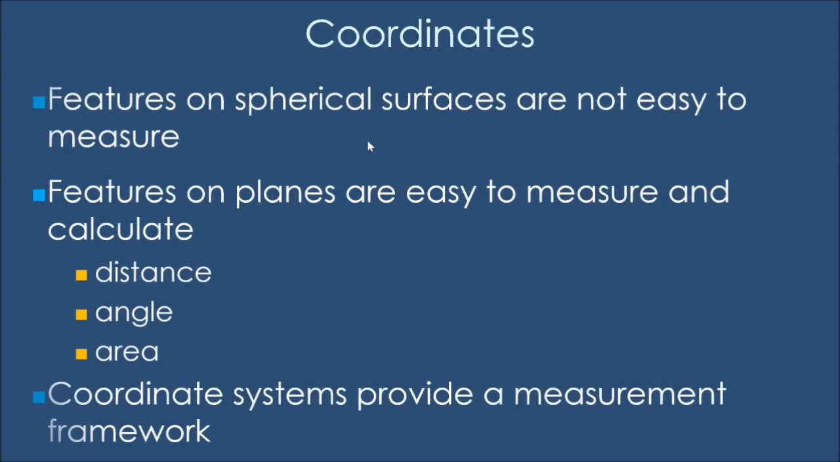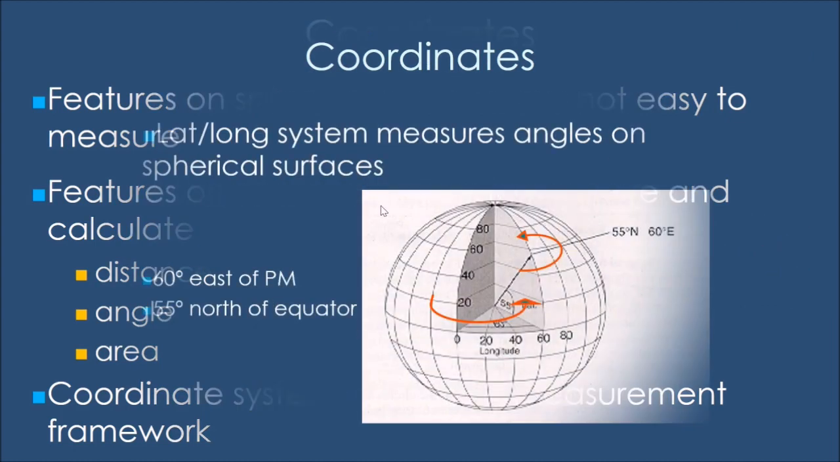Then we come to the coordinate system. So coordinates, features are on a spherical surface. They are not easy to measure on a spherical surface. Features on a plane are easy to measure and calculate, like distance, angle and area. So coordinate systems provide a measurement framework.